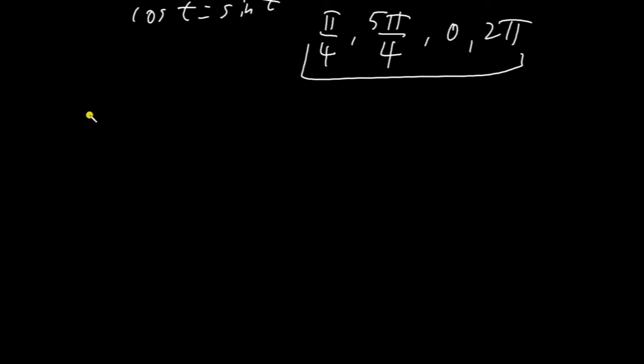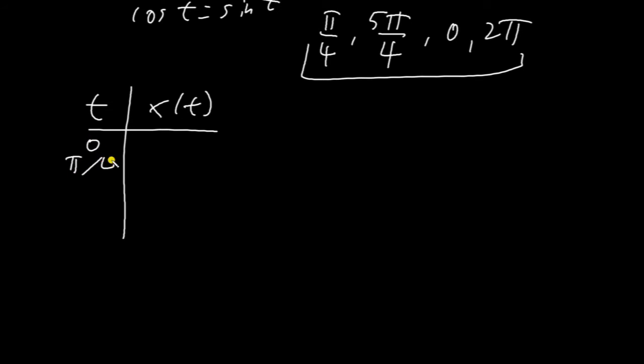So what we'll do now is we'll make a little table. We'll make t, and we'll make x of t. Okay, so we'll put in these 4 possible points: 0, pi over 4, 5 pi over 4, and 2 pi, and we'll plug each of these into x of t. Now remember, let me do it in a different color actually. Remember that x of t equals, what was it?